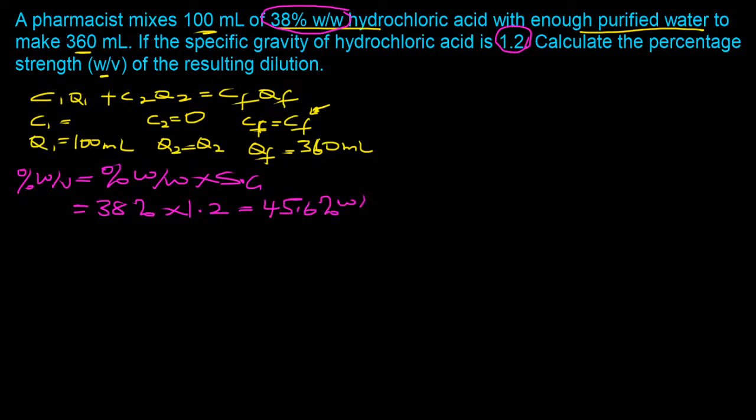45.6% weight by volume. So the value that will go for C1 in this place to make our table complete is 45.6% weight by volume.